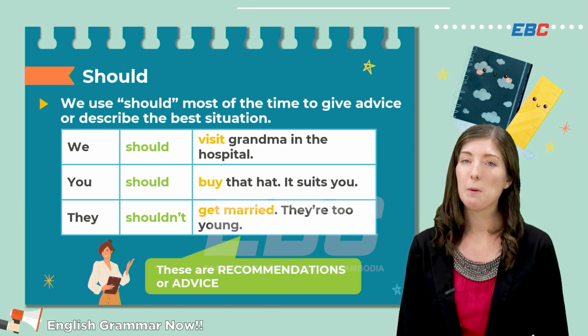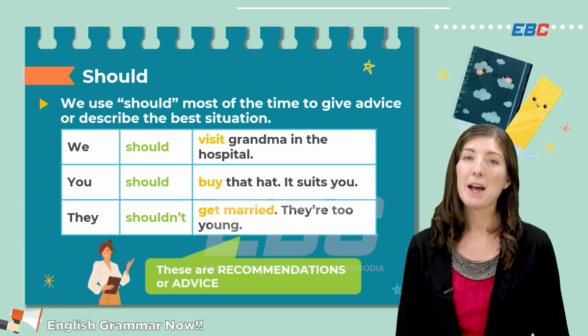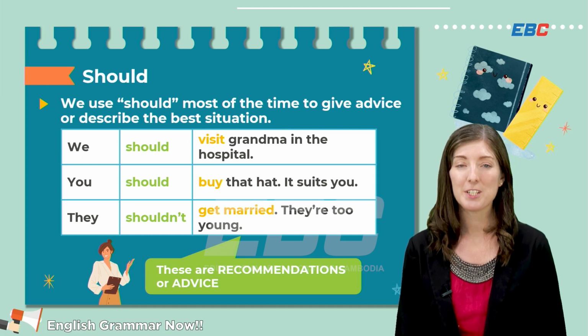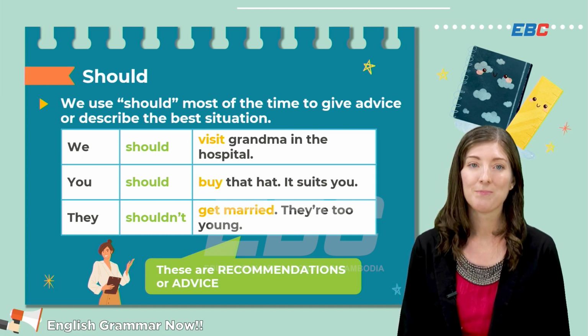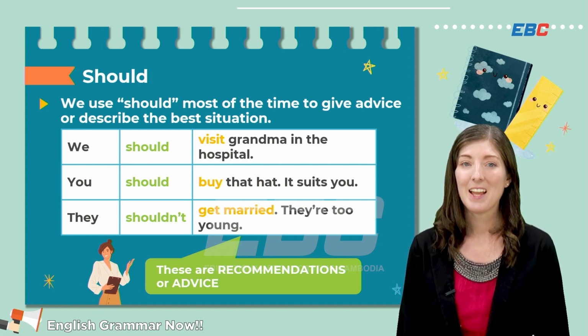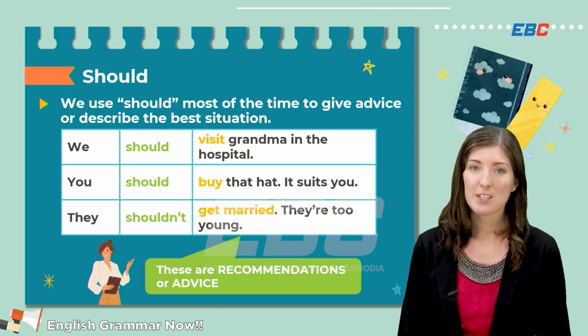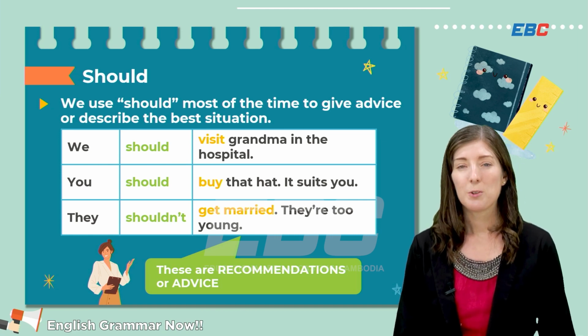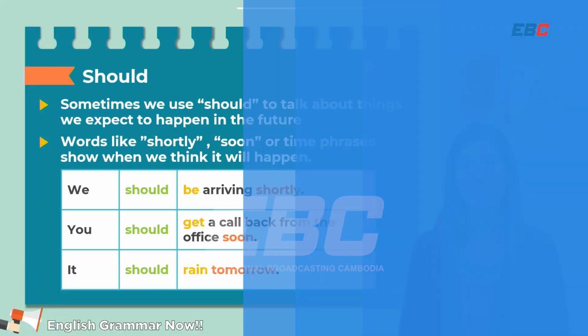One more modal verb to look at is should. We use should most of the time to give advice or to describe the best situation. For example, we should visit Grandma in the hospital. You should buy that hat. It suits you. They shouldn't get married. They're too young. All of these sentences are examples of recommendations or advice. You're telling someone what you think is the best situation.